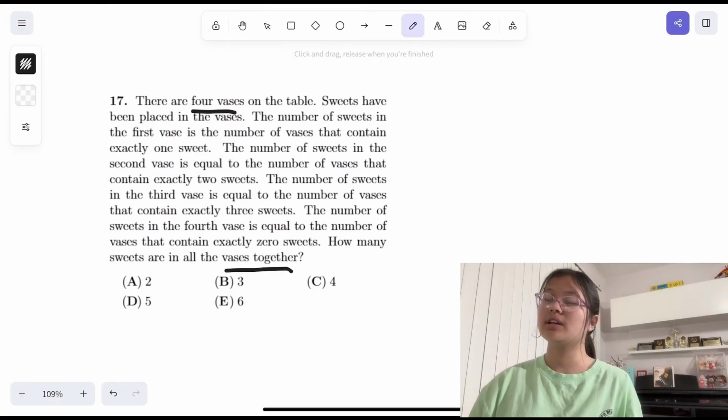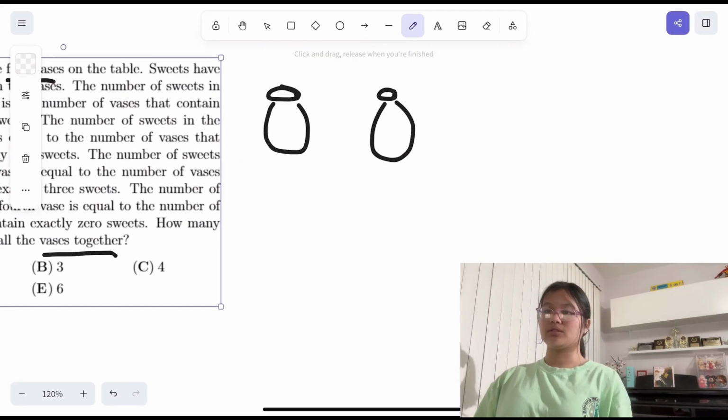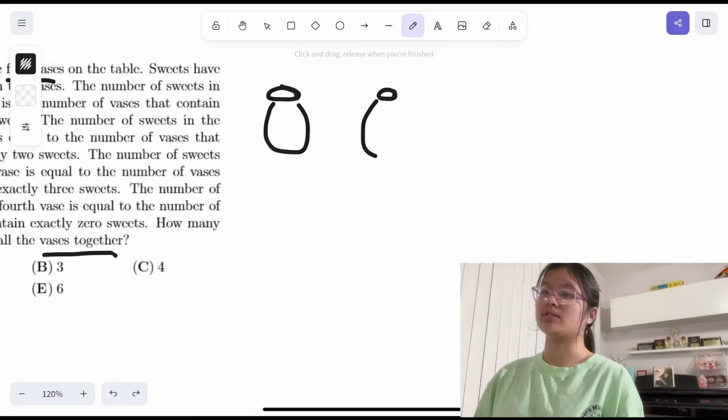There are 4 vases. So that means that it would be adding. So I'll draw vases to make things easier. So these are vases, by the way.